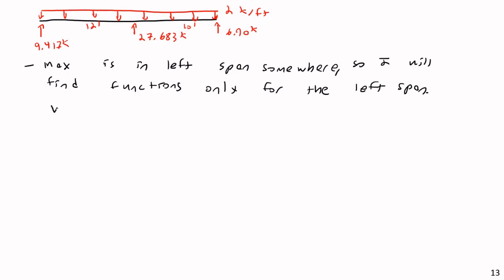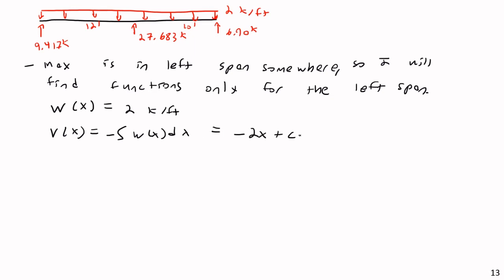So first of all, let's just go through the deflection by integration. Very simple method. So W of x, our load, we already have. That is 2 kips per foot. V of x then is going to be the negative integral of W of x dx, and that's going to be negative 2x plus c1. Now I do need a boundary condition, and the boundary condition is that the shear at x equals 0 is equal to 9.417 kips, this one here.